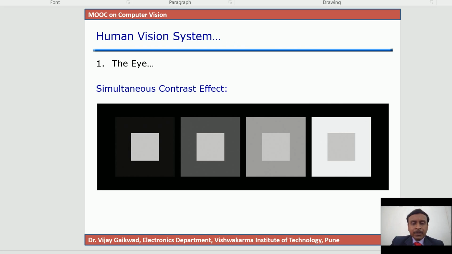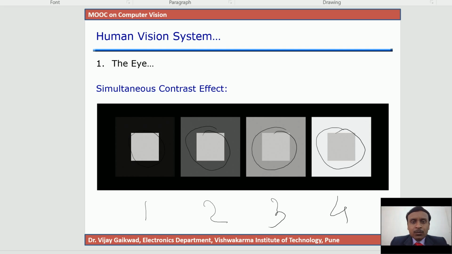There is one more effect called the simultaneous contrast effect, and it refers to the way in which two adjacent intensities or colors affect each other. You can see in this slide that there are four squares present, and in every square there is a small square present inside it as shown. We'll find that this is square number 1, square number 2, square number 3 and square number 4.